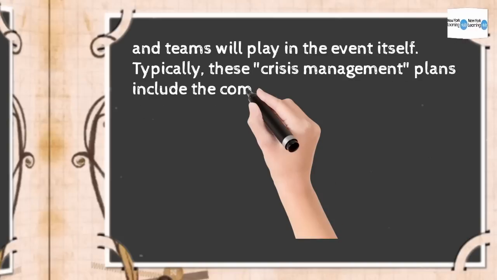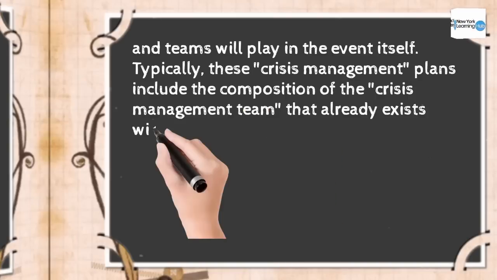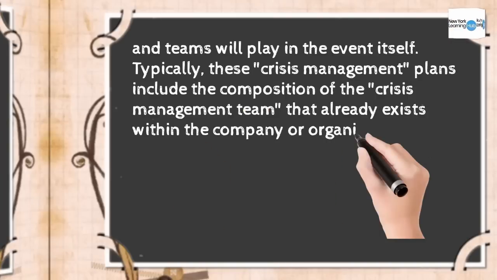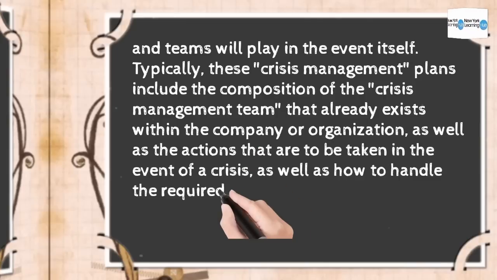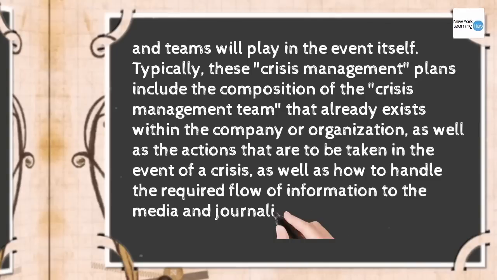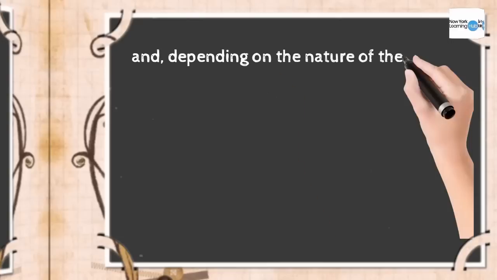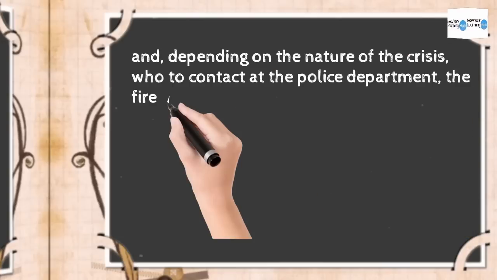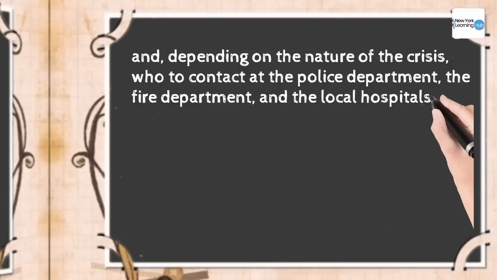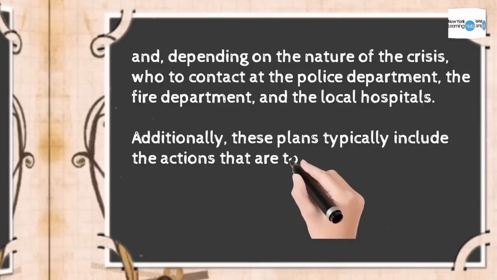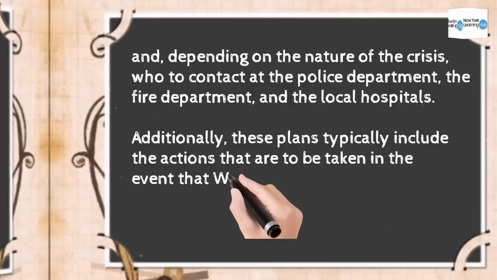Typically, these crisis management plans include the composition of the crisis management team that already exists within the company or organization, as well as the actions that are to be taken in the event of a crisis, as well as how to handle the required flow of information to the media and journalists, and, depending on the nature of the crisis, who to contact at the police department, the fire department, and the local hospitals.